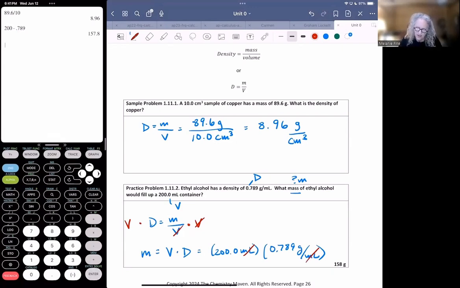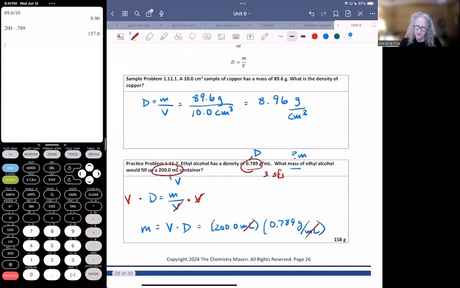It looks like this is 3 sig figs and this is 4 sig figs. Remember, we don't give an answer in more sig figs than our least precise measurement. So we're going to look for 3 sig figs in our answer. I have 157.8 and I want 3 sig figs. So I look at those first 3 significant digits and ask, does the 8 round up the 7? It indeed does. And we have 158.